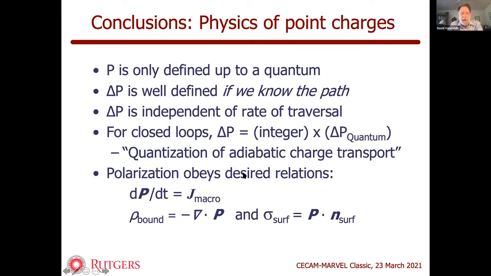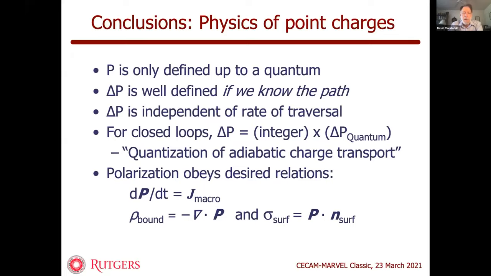The polarization, I haven't really gone into this, but the polarization obeys derivative relations. Here, I have two derivatives of the polarization. And as long as you're taking derivatives, you don't have to worry about this ill-determined quantum, because you're only making small changes and you can follow the polarization that you're interested in. So one is the change of polarization with respect to time is a macroscopic current flow. And the gradient of polarization with respect to space is some excess bound charge. And related to that is that the surface polarization is given by the bulk polarization dotted into the surface normal.